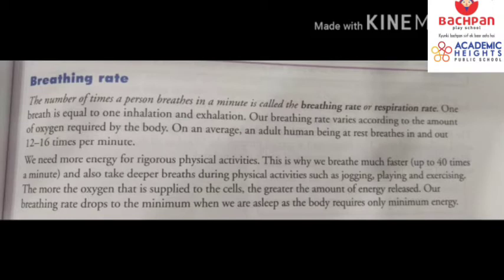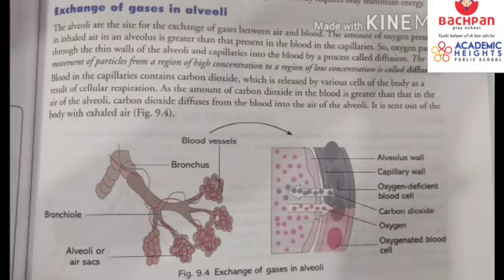And our breathing rate drops to the minimum when we are asleep, as the body requires only minimum energy at that time. Our next heading is exchange of gases in alveoli. The alveoli are the site for the exchange of gases between the air and the blood. Here what happens, when you breathe in oxygen and you breathe out carbon dioxide, this exchange takes place here. The amount of oxygen which is present in inhaled air in an alveolus is greater than that present in the blood, in the capillaries.